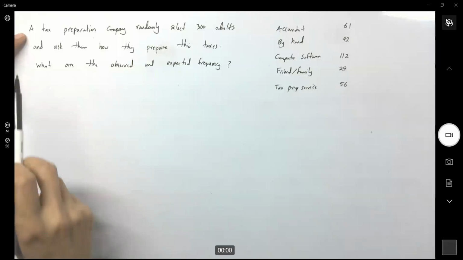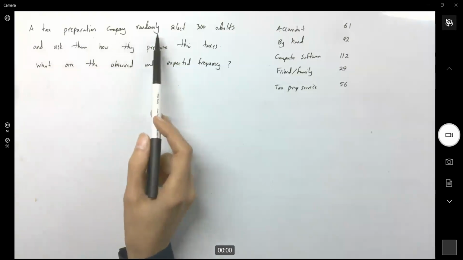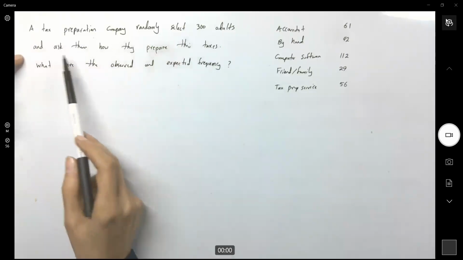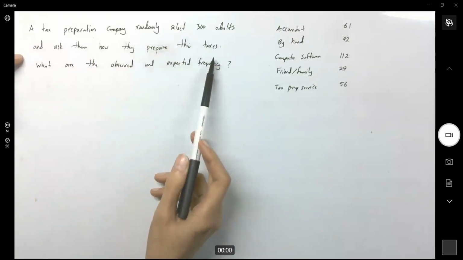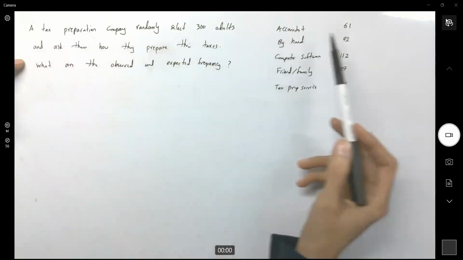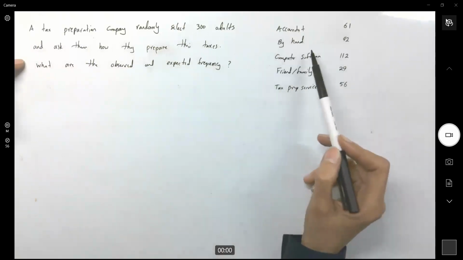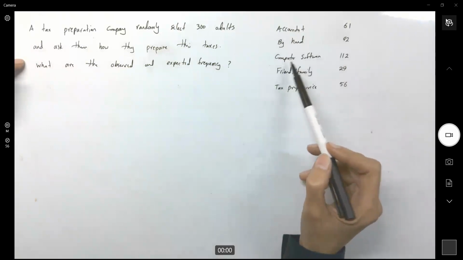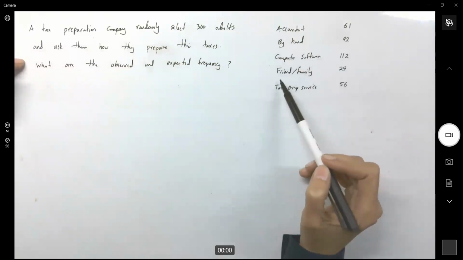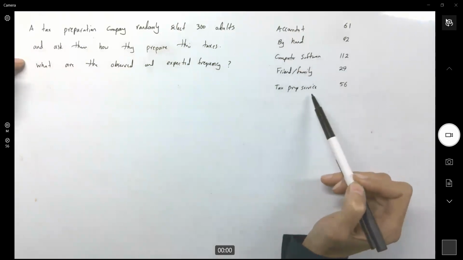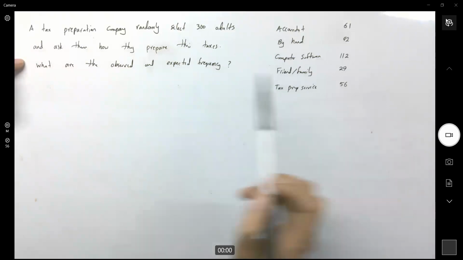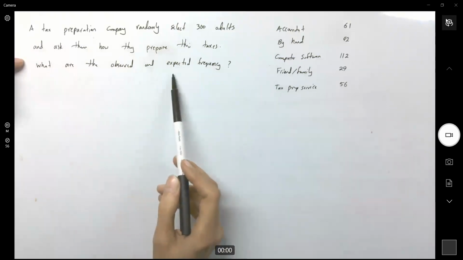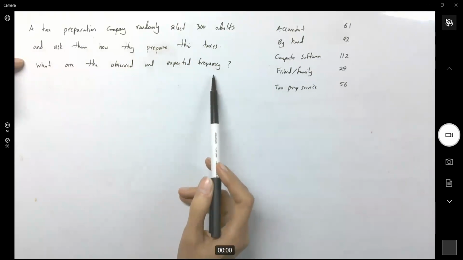In this example, a tax preparation company randomly selects 300 adults and asks them how they prepare their taxes. Accountant, 61. By hand, 42. Computer software, 112. Friend or family, 29. And tax preparation service, 56. The question says, what are the observed and expected frequencies?